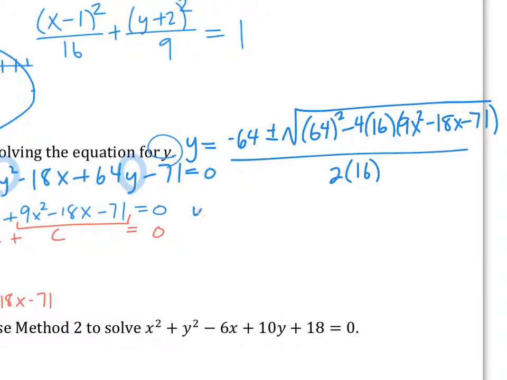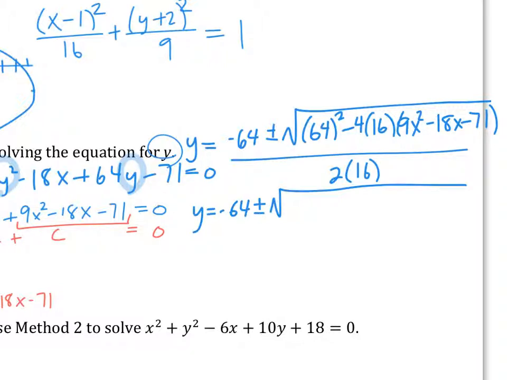Y equals negative 64 plus or minus the square root of 64 squared. Take out your calculator. 64 squared. Eventually, yes. Okay, eventually we're going to have to simplify this radical, right?